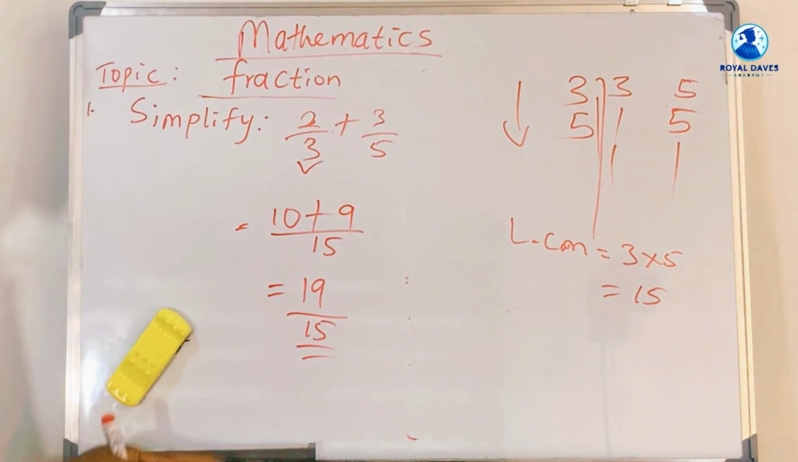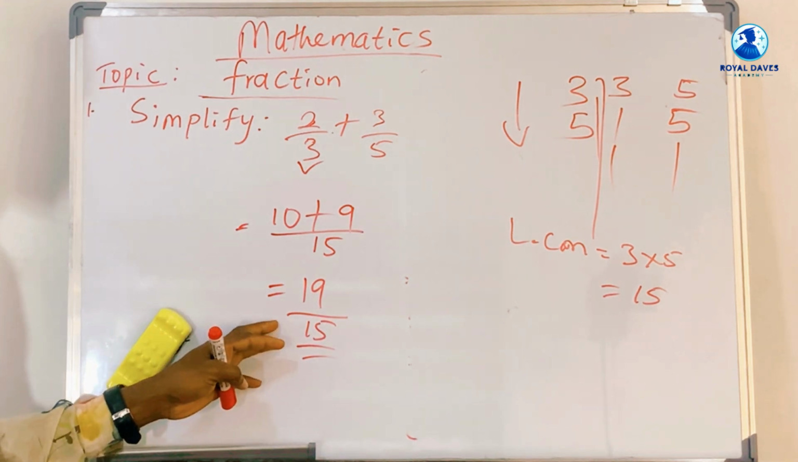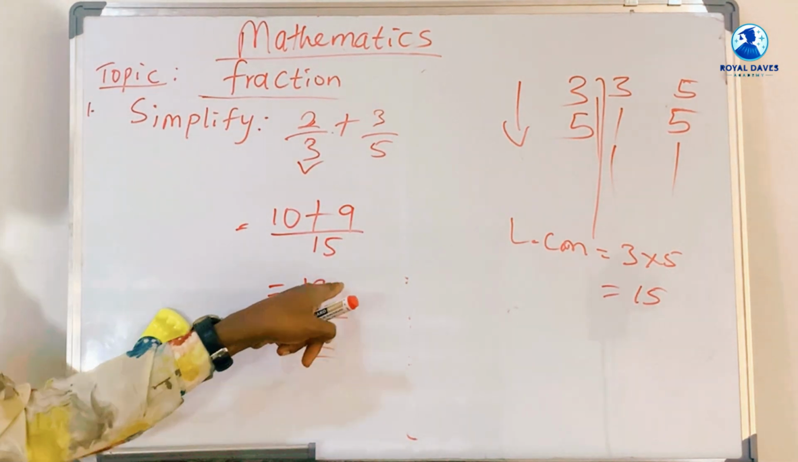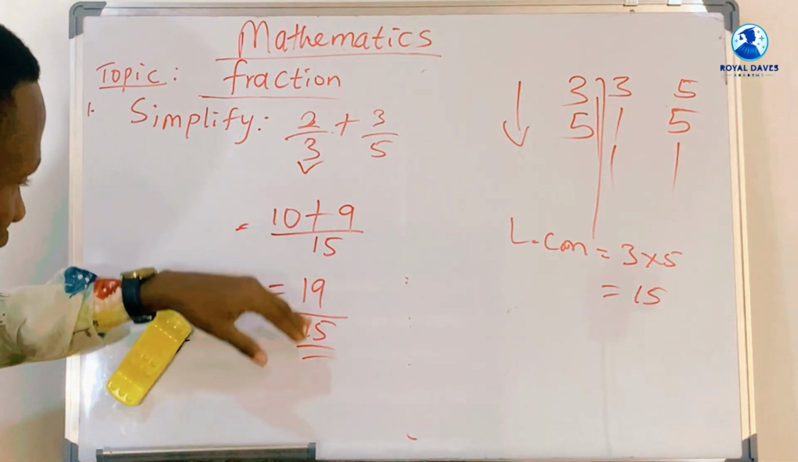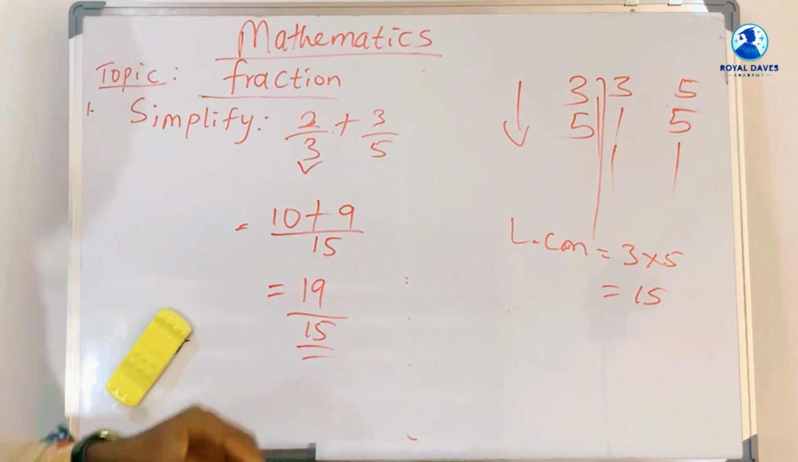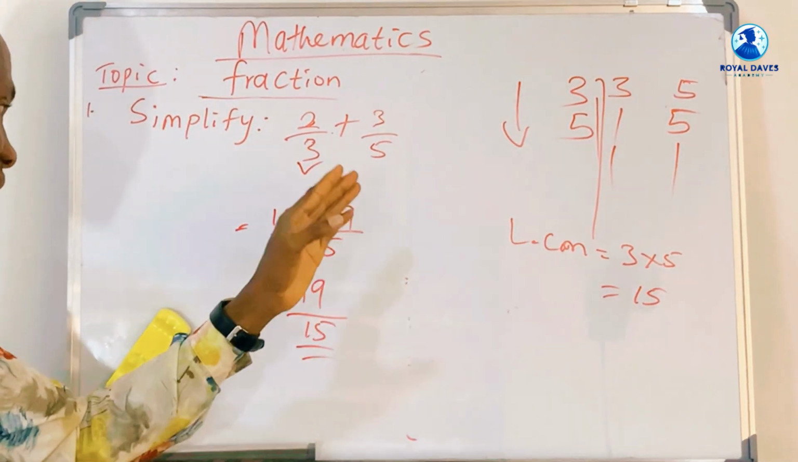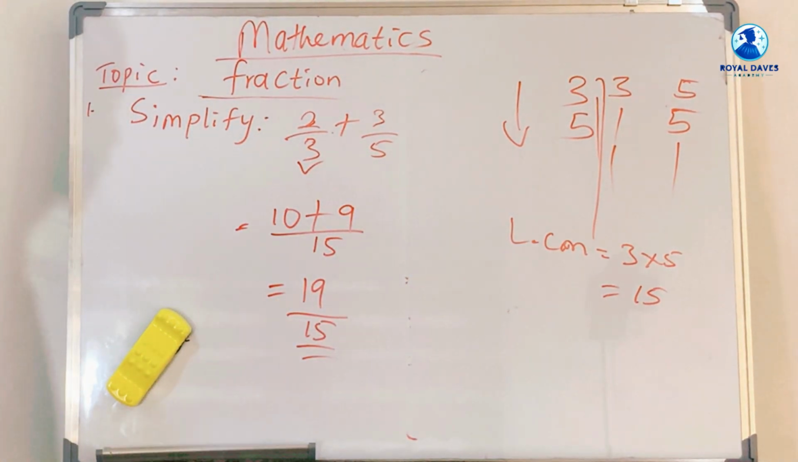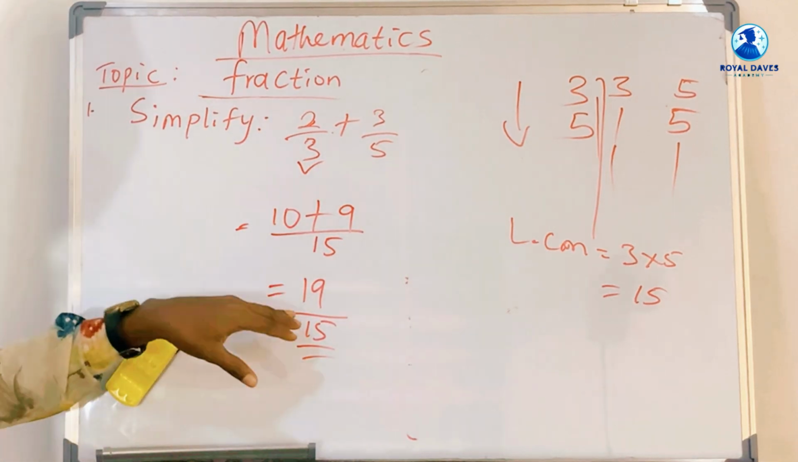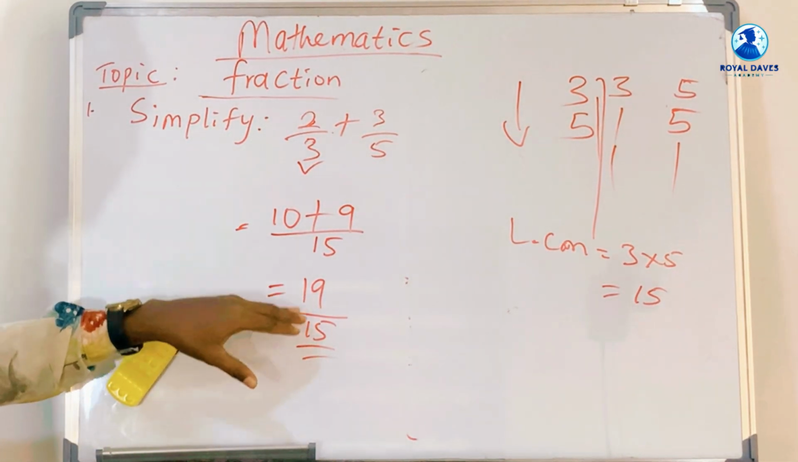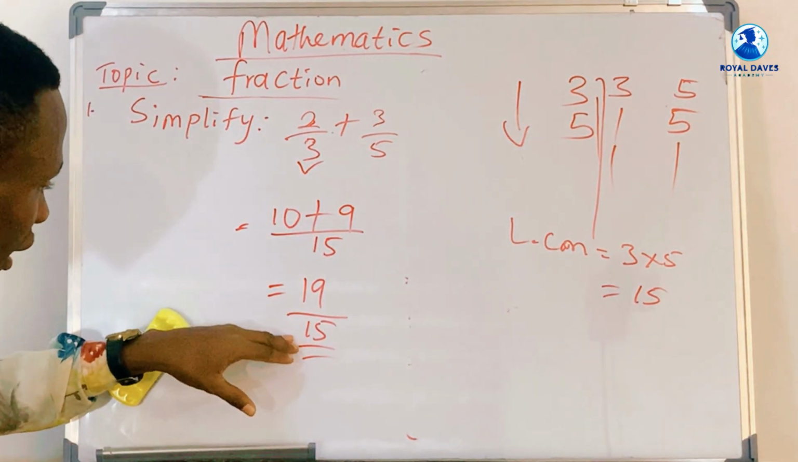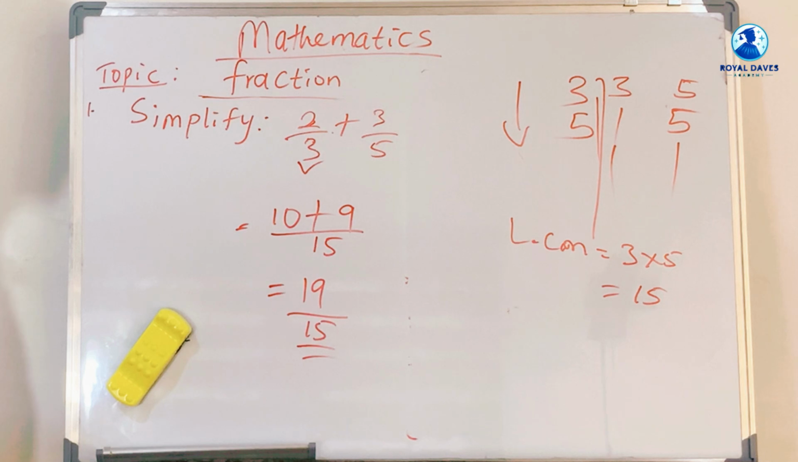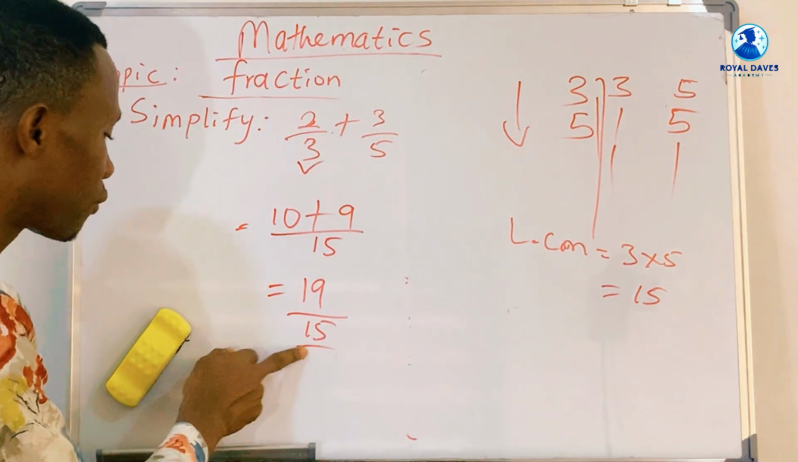At this point, here we have an improper fraction. Why is it an improper fraction? Because the bottom number is smaller than the top number. In a proper fraction, the top number is usually smaller than the bottom number. I will repeat that again. In a proper fraction, the top number is usually smaller than the bottom number. While in an improper fraction, the bottom number is usually smaller than the top number. So in this case, we have an improper fraction.